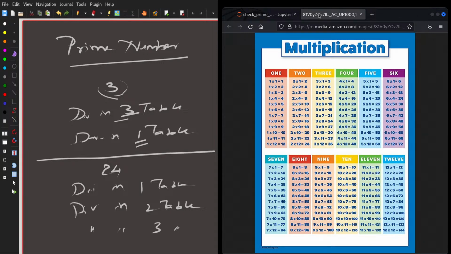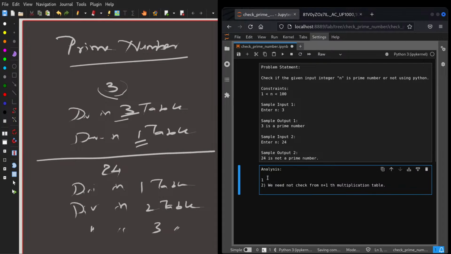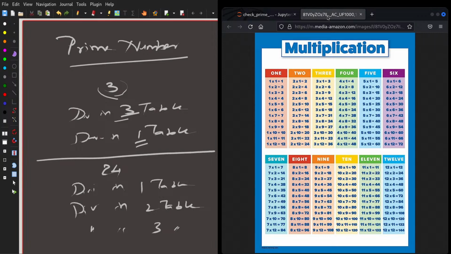Got it? And next thing, as we know, any number is divisible by itself and 1. Let's write it like this: any number is divisible in its own table and 1 table. So after that only we are coming to the second point, isn't it? Okay.